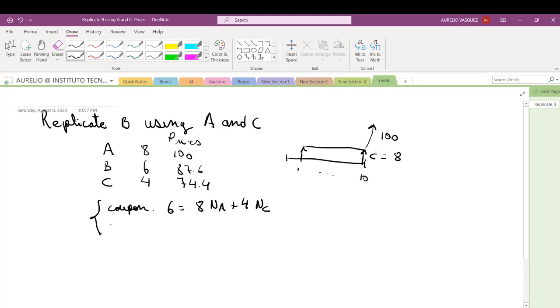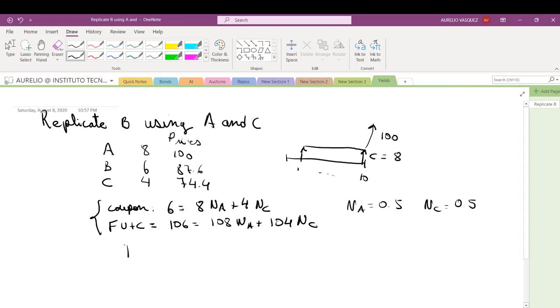And then I'm going to do the same thing for face value plus the coupon. This is going to be 106 equal to 108 NA plus 104 NC. What do I find? I find that NA is equal to 0.5 and NC is equal to 0.5. So basically, if I buy half of bond A and half of bond C, I'm going to obtain bond B.